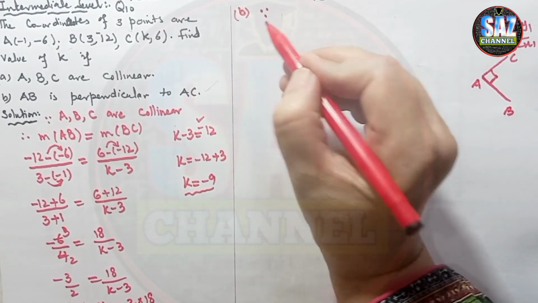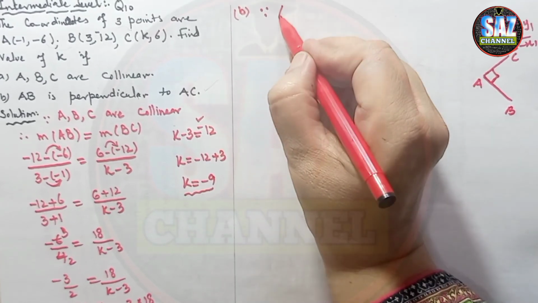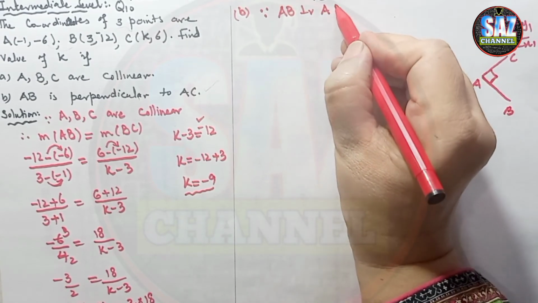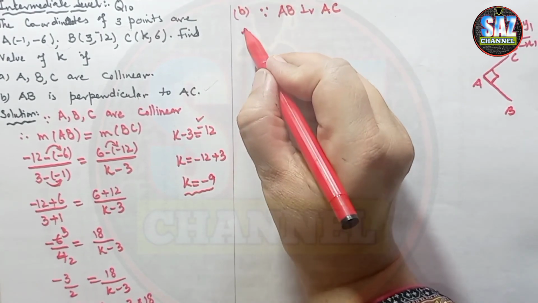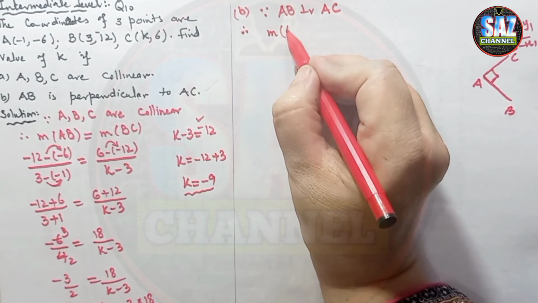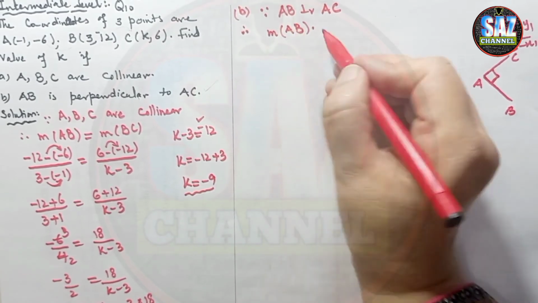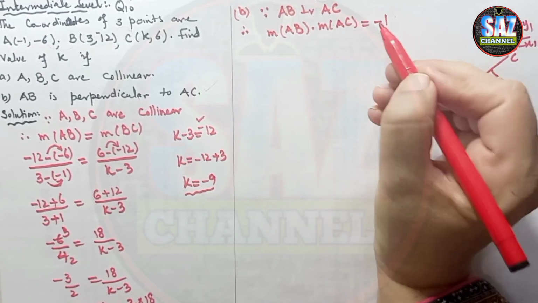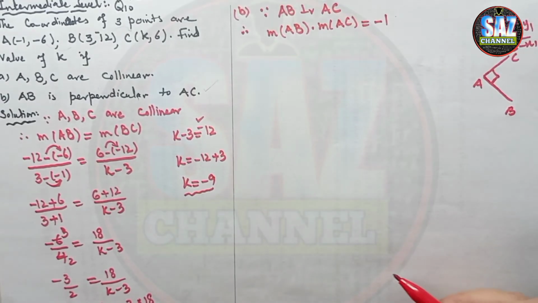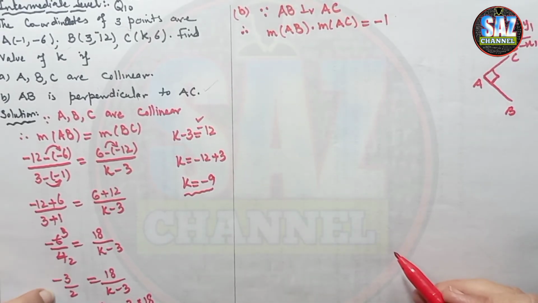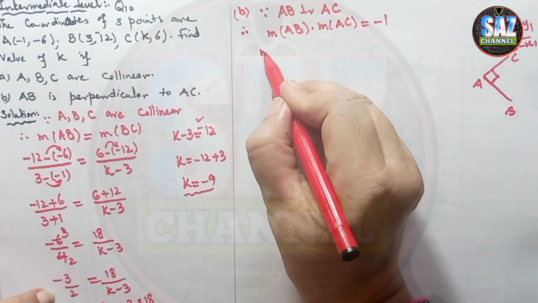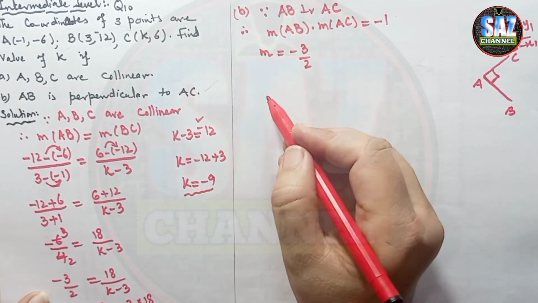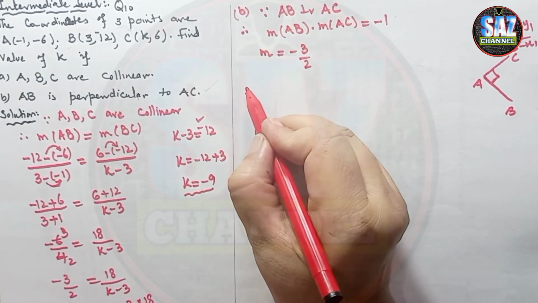Because AB is perpendicular to AC, therefore the product of the gradient m_AB multiplied by the gradient m_AC, we will be using the condition that the product of the gradients is minus 1. Now the gradient of AB we already have, that is m equals minus 3 by 2. And now I have to first find the gradient of AC.